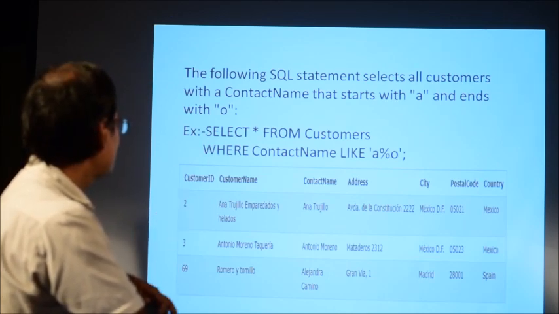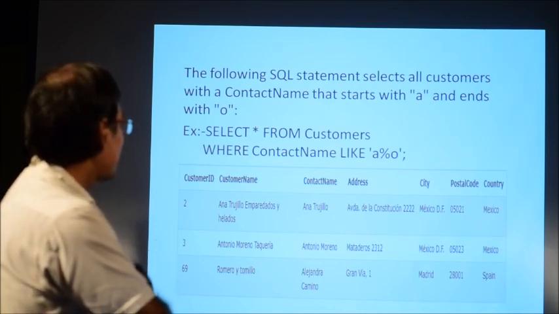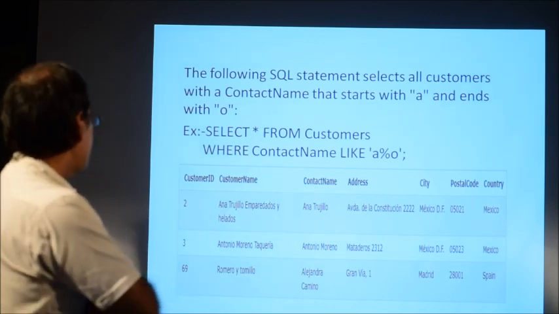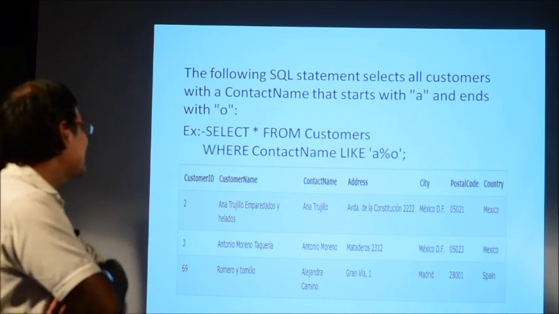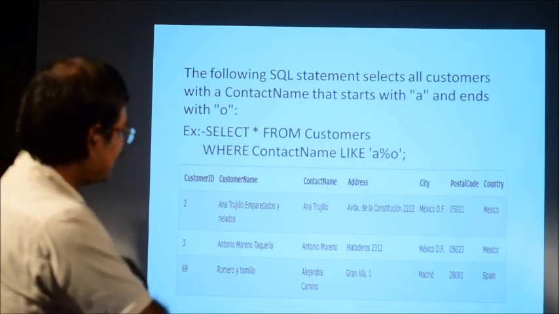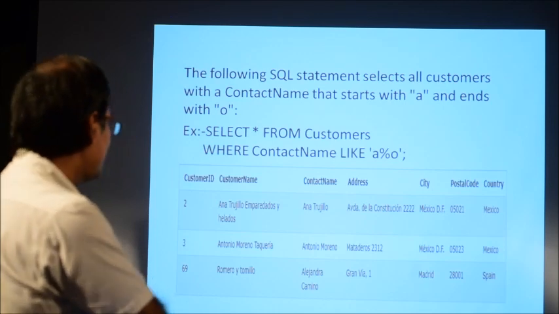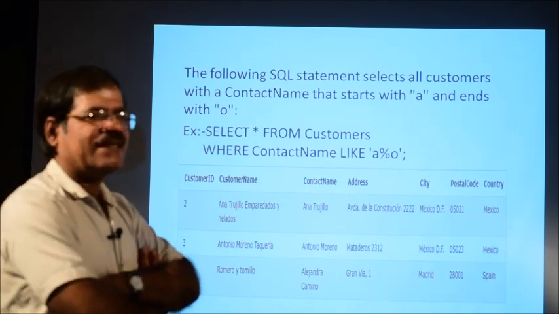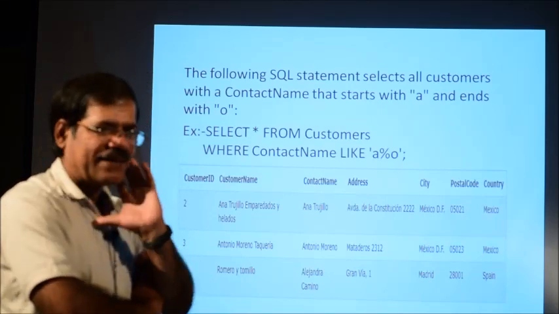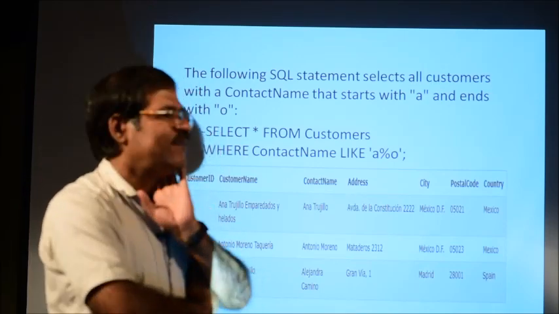Customer ID 2, you look for the contact name that starts with A: Anna Trujillo. Anna starts with A and ends with O. Customer ID 3, the contact name is Antonio Moreno. Antonio starts with A and ends with O. And customer ID 69 is also selected, the name is Alexandra Camino. Alexandra starts with A and ends with O. So the first letter is A and the last letter is O.